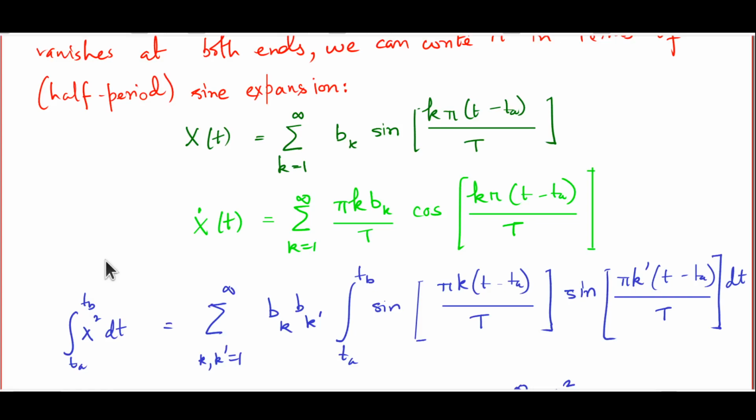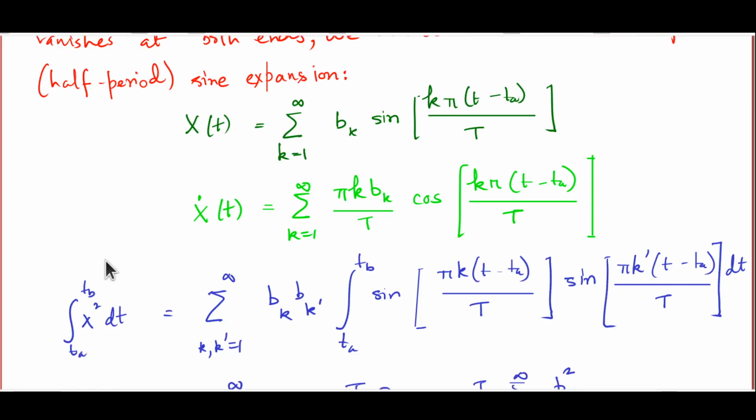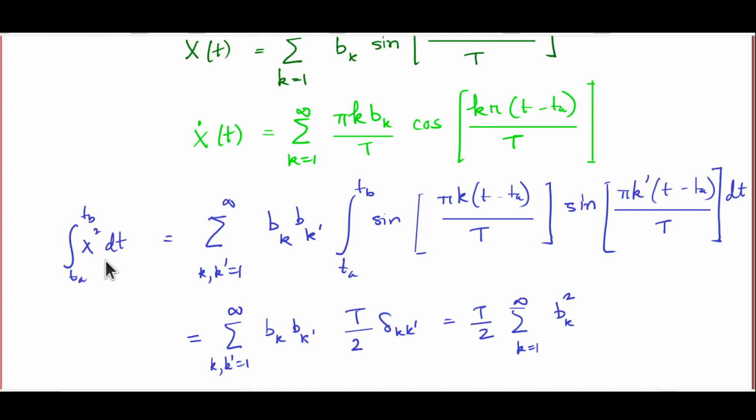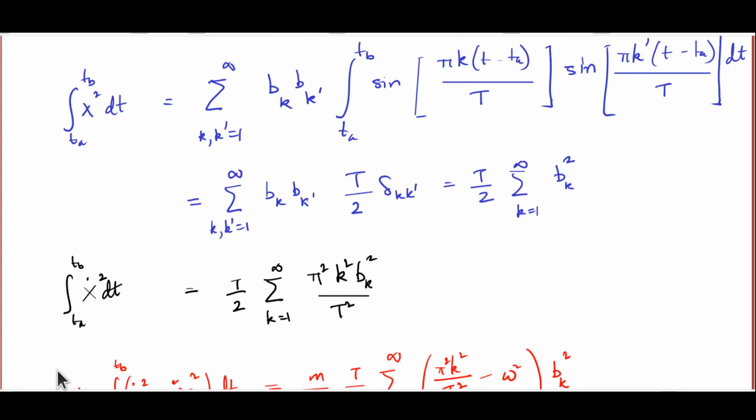And this is something which you all must have done in your early mathematical physics classes. If you haven't, you can of course use elementary trigonometry to calculate this integral. And this integral turns out to be capital T by 2 times delta kk prime. So this particular integral, the first term that you have, becomes T by 2 summed from k equal to 1 to infinity of bk squared.